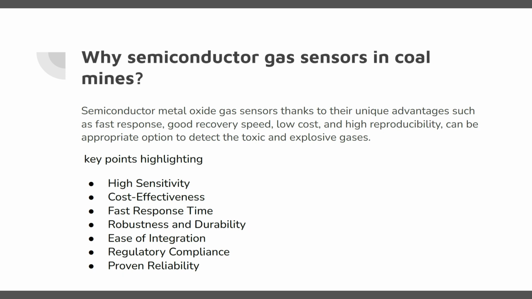Next, why semiconductor gas sensors in coal mines? Because they have high sensitivity. In coal mines, the rate of destruction is so rapid that reactions and explosions can happen very quickly. So the detecting material should be fast enough. We need a sensing material with a fast response time, high sensitivity, and better selectivity for the target gas.